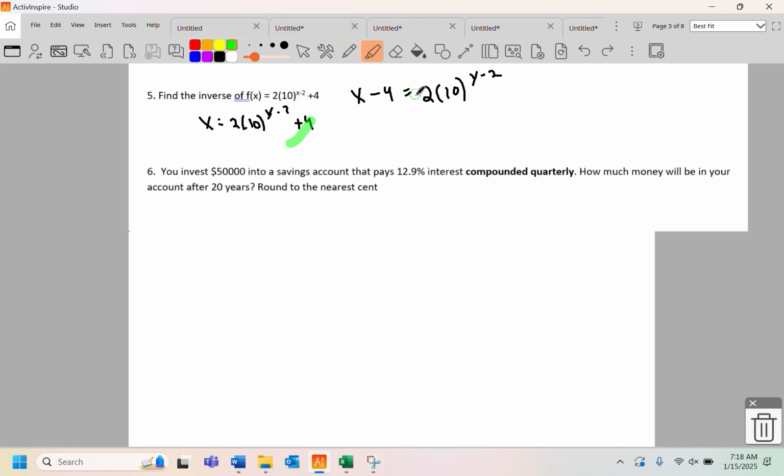And I still need to isolate. I still got this problem. Before you can convert to a log, you have to isolate. So we divide both sides by 2. x minus 4 over 2 is equal to 10 to the y minus 2.